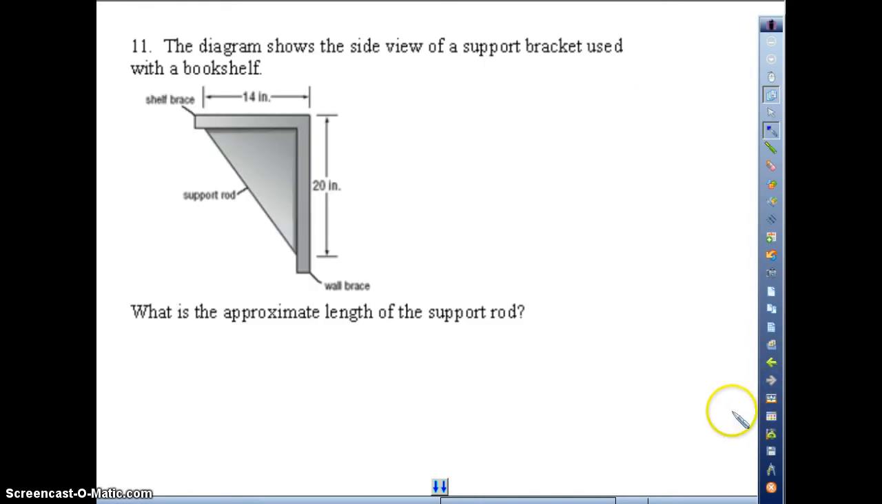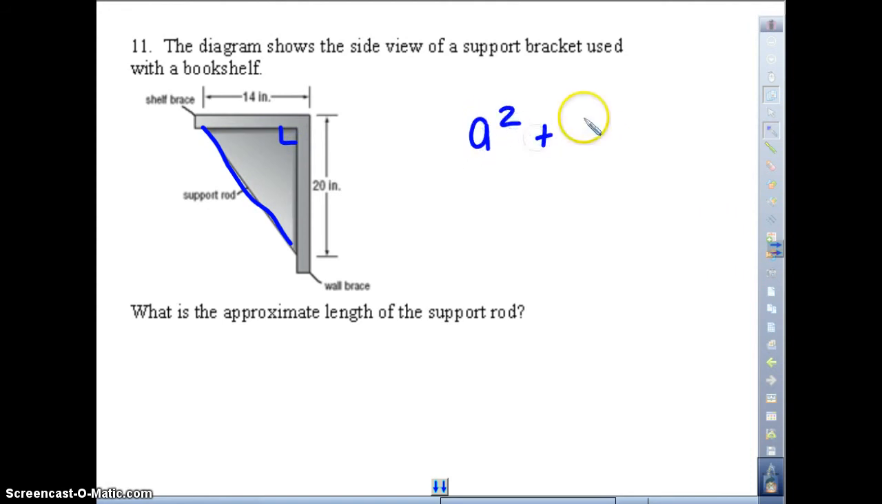Number 11, the diagram shows the side view of a support bracket used with a shelf. What is the approximate length of the support rod? Well, they're wanting this distance right here. Here's a right angle, so I know that a squared plus b squared equals c squared. The most important side to label correctly is your c. It's the longest side. It's the side opposite that 90-degree angle, so this is c. So that's what we're trying to calculate. You can call this a, you can call this b.